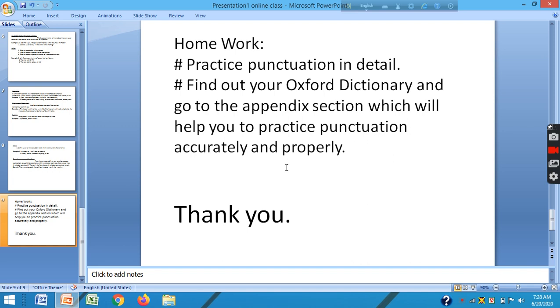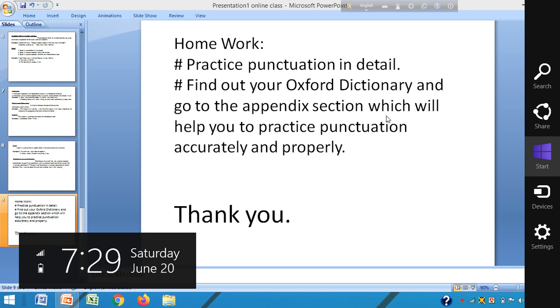Now, dear student, your homework: practice punctuation in detail. Find your Oxford Dictionary and go to the appendix section, which will help you to practice punctuation accurately and properly. I think it is an authentic source for learning punctuation.